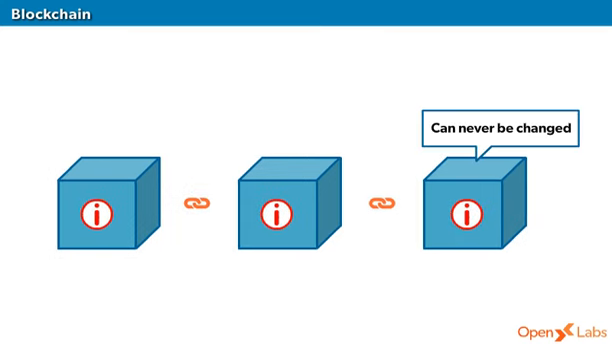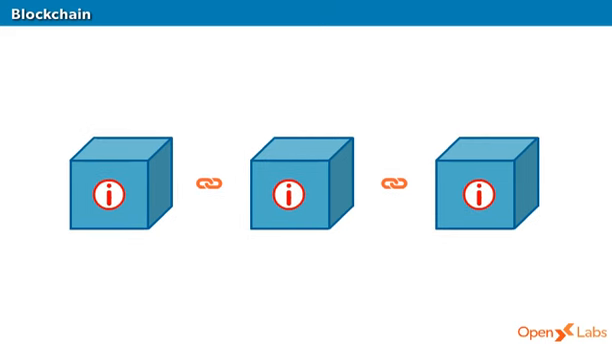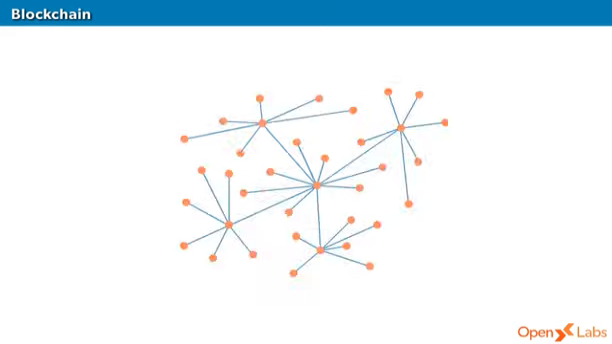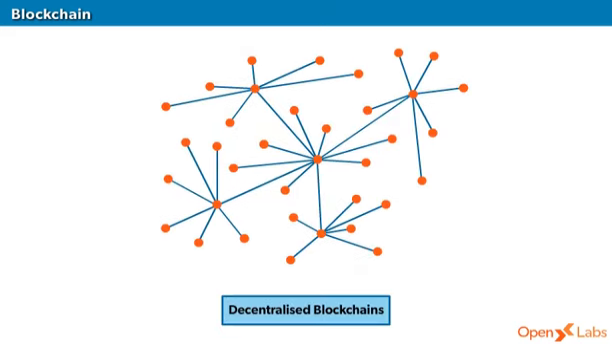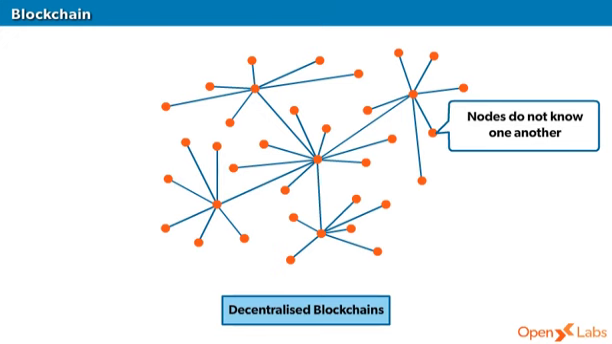Because each block is related to its previous block through cryptography, the information stored in a blockchain can never be changed, making it immutable. There are ways of changing information, known as a 51% attack, but it is so unlikely in highly decentralized blockchains. In highly decentralized blockchains, nodes do not know one another and therefore cannot entice other nodes to collude with them.